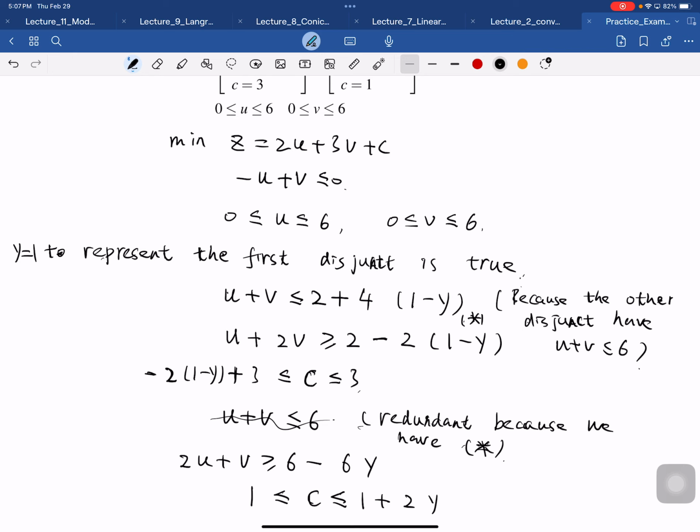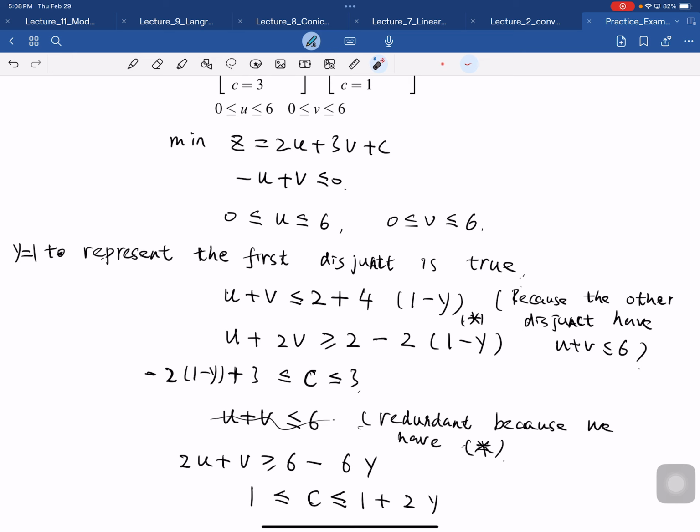Okay, yes? Well, I solved it differently, so I just assigned a binary variable for each disjunct, like y1 and y2. Yeah, that's also fine, right? If I have y1 plus y2 equals 1, that's also fine, because I'm just replacing y2 by 1 minus y. Yes? Why did you choose 6 for the second one? Oh, because all those variables are greater than or equal to 0, right? When y equals 1, then they are just greater than or equal to 0.